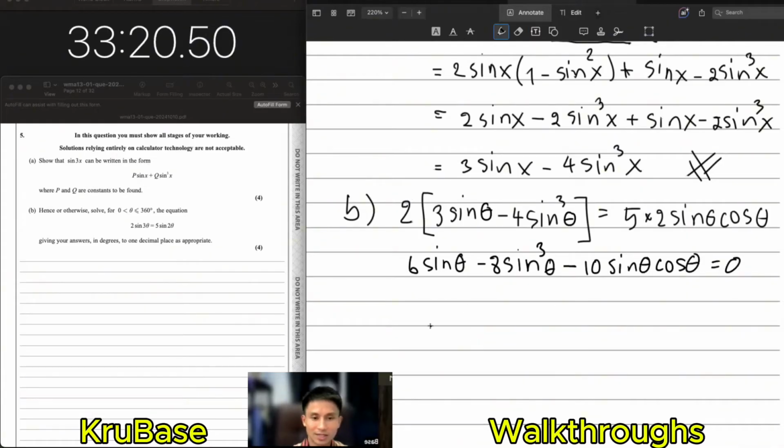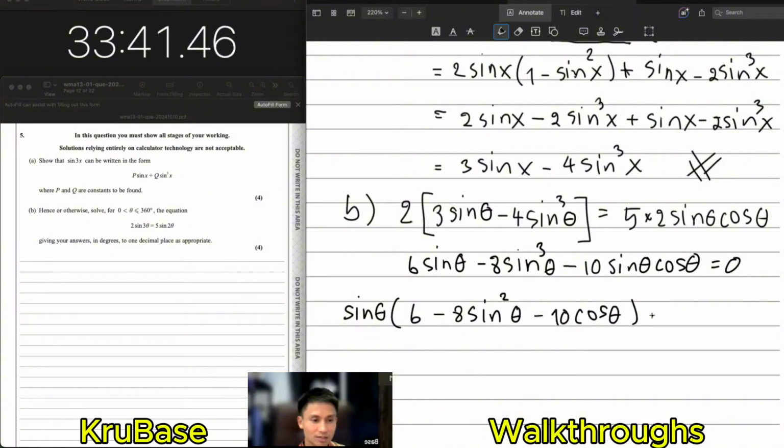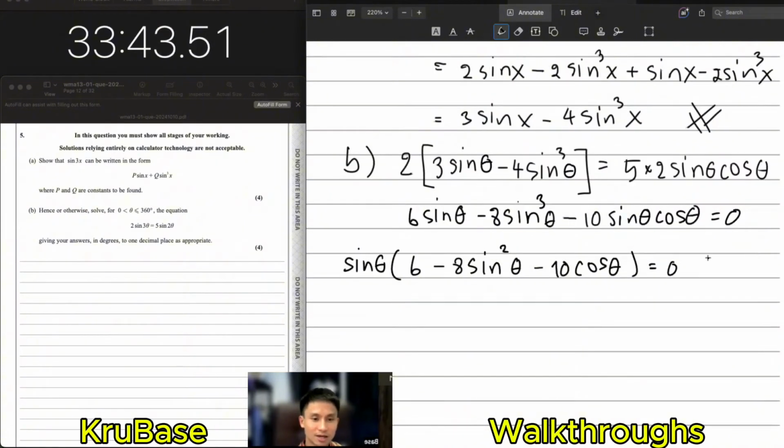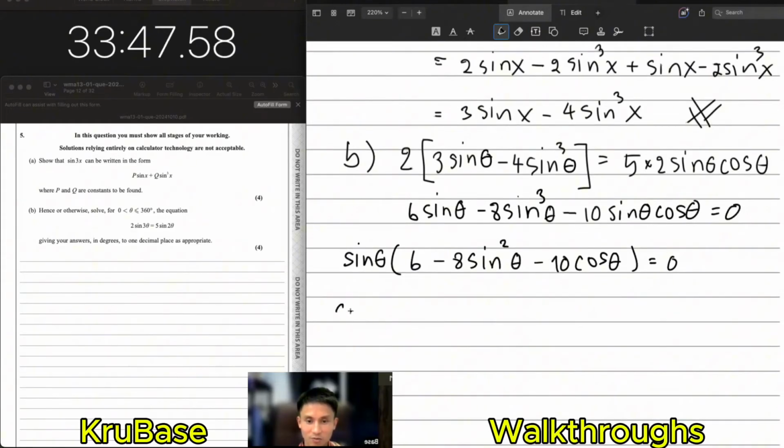Okay, so it occurs to me that I can factorize one sine out at least. Yeah, so that will hold some answers, because you can put sine theta equals 0 and get some answers. So I get 6 there minus 8 sine squared minus cos minus 10 cos theta. Now I know what to do next, because, yeah, this guy can be changed to a cos, right? So now already we have sine theta equals 0 as part of our answer.